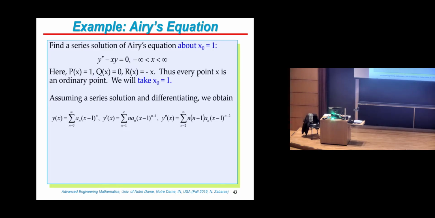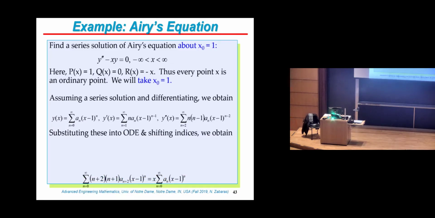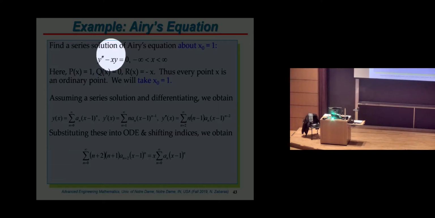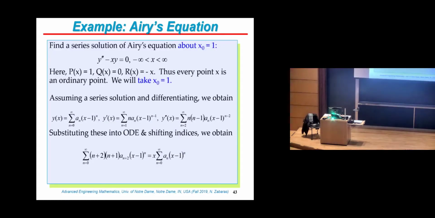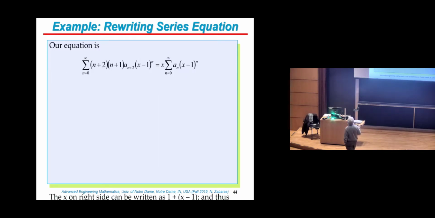All right. So we're going to plug all of these into the equation that looks like y double prime minus xy equal to 0. So you notice this is y double prime, and then I have it equal to x times y. Obviously, we're going to have to find some equation to allow us to compute the coefficients.